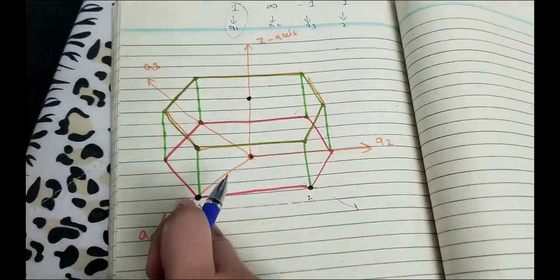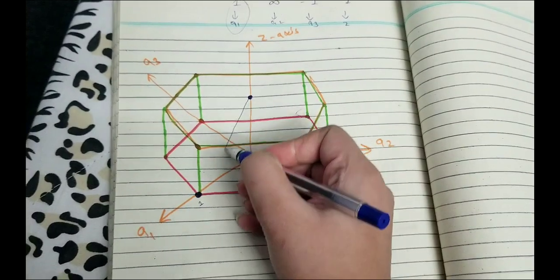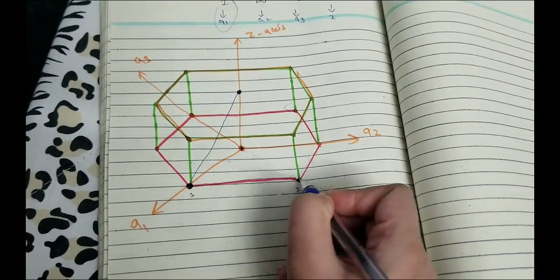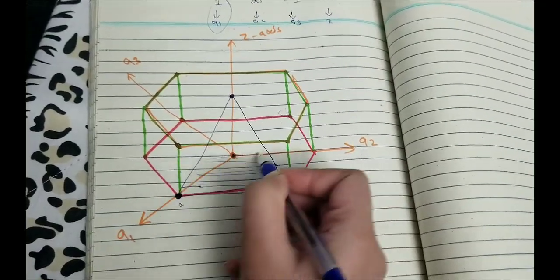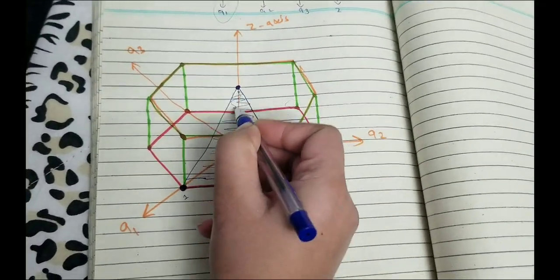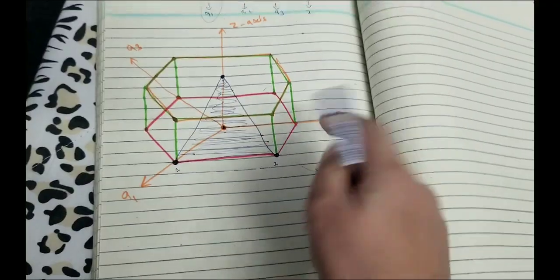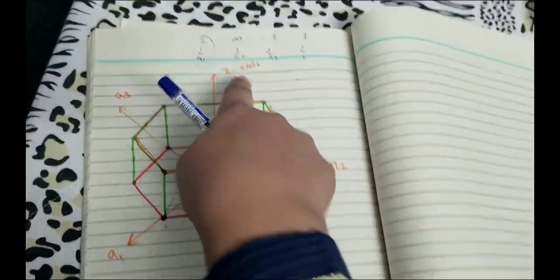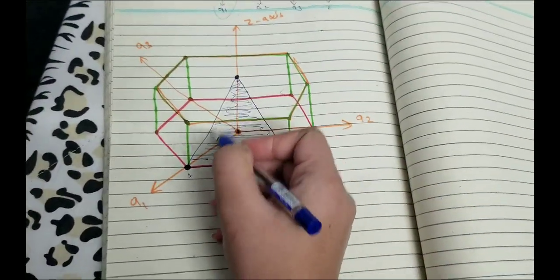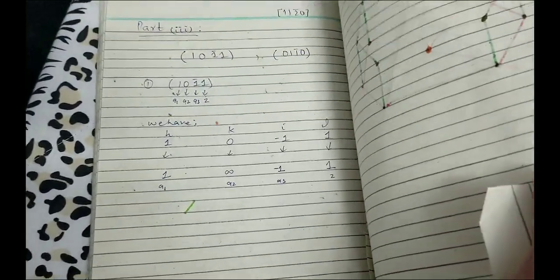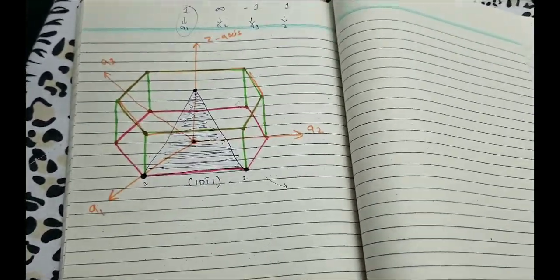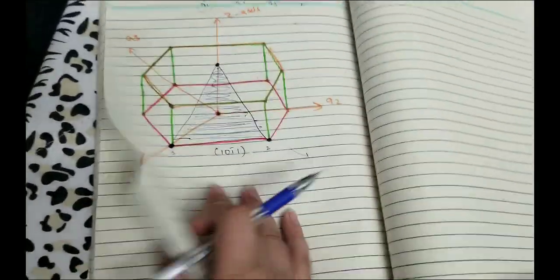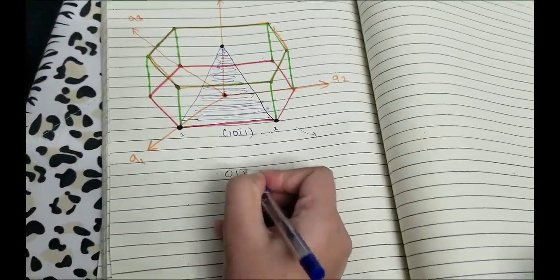We'll join these three points together in order to get our plane, and yes, this is our plane. You can check that it is parallel to the A2 axis. So this is one of the planes, which was 1 0 1 bar 1. Now we need to draw another plane, which is 0 1 1 bar 0.